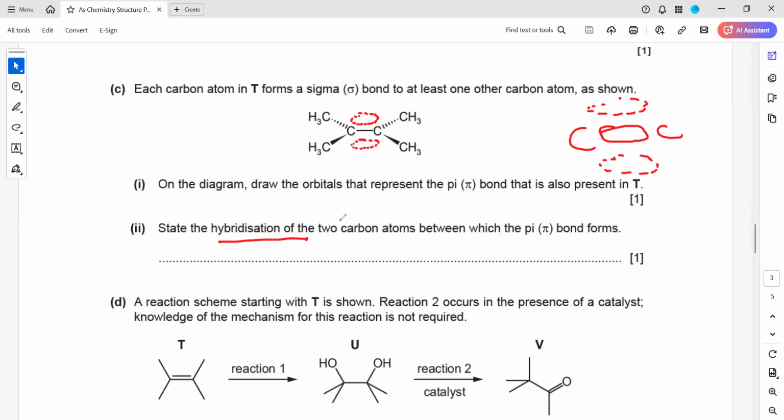State the hybridization of the two carbon atoms between which a pi bond forms. Whenever there's a carbon-carbon double bond, it is sp2 hybridization. If it's a carbon-carbon triple bond, it is sp hybridization. And if it's a carbon-carbon single bond, it is sp3 hybridization. So which hybridization occurs? It will be sp2 hybridization.